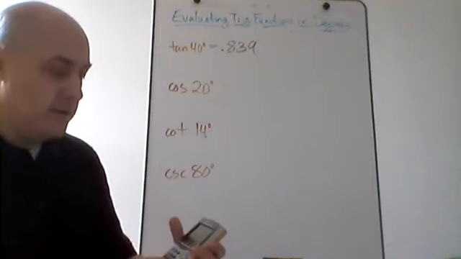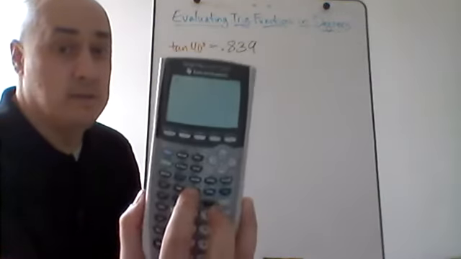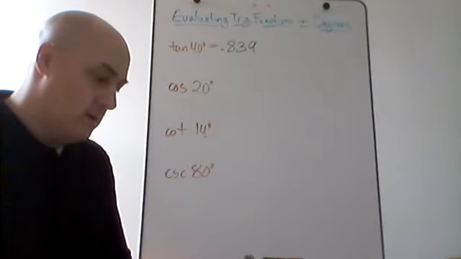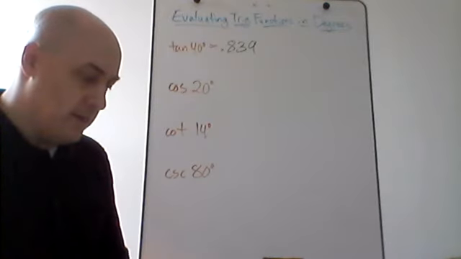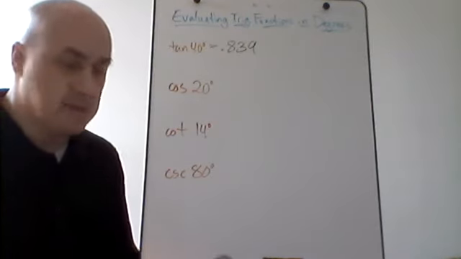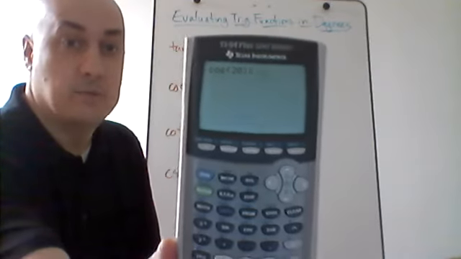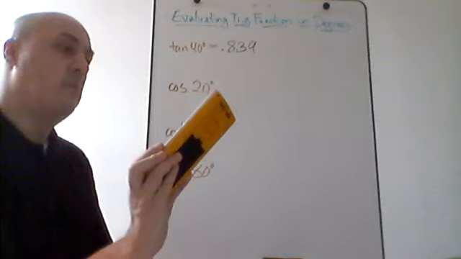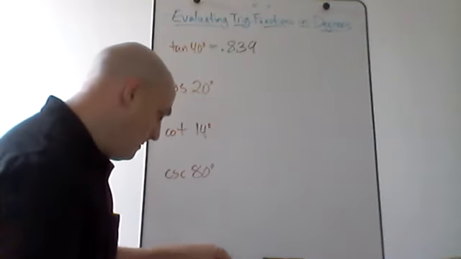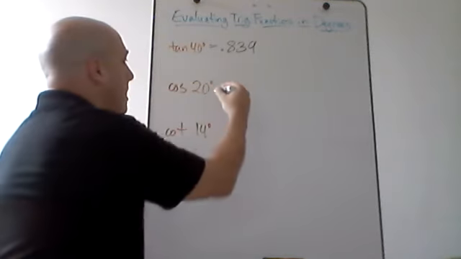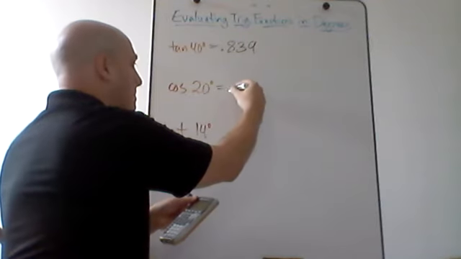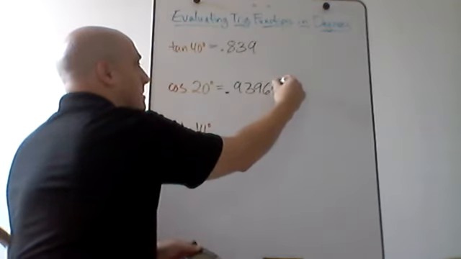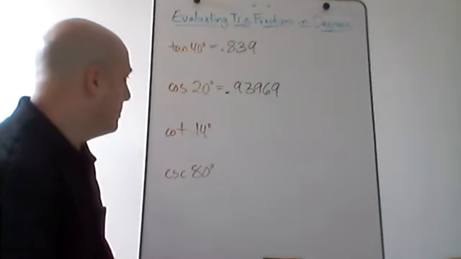All right, cosine of 20 degrees. Calculator is still in degree mode. I just switched it back. Let me double check. I did switch it back. I just want to make sure. I would look like a fool if I didn't switch it back. So cosine of 20 degrees, and I get 0.93969. So cosine of 20 degrees is about 0.93969, let's say.